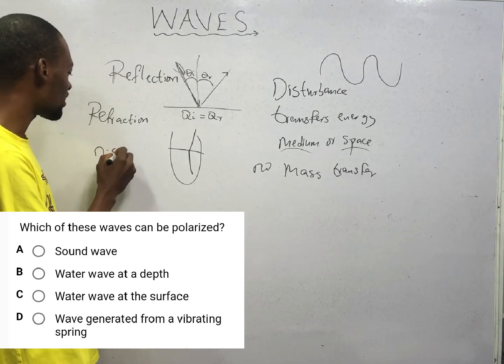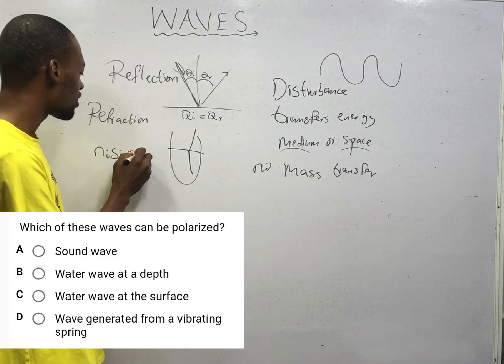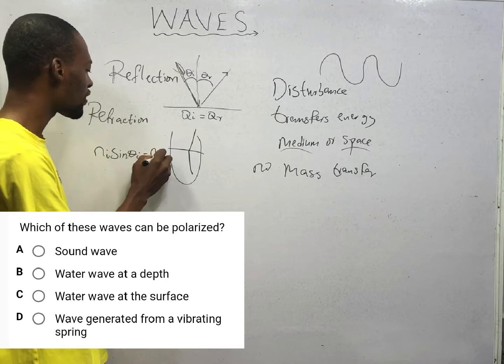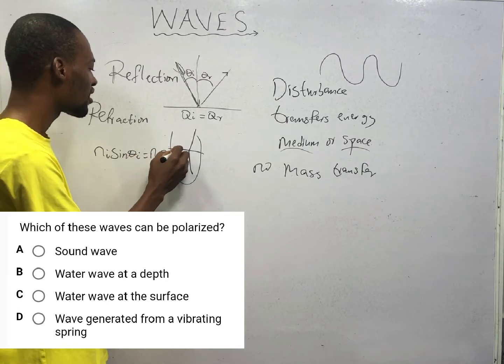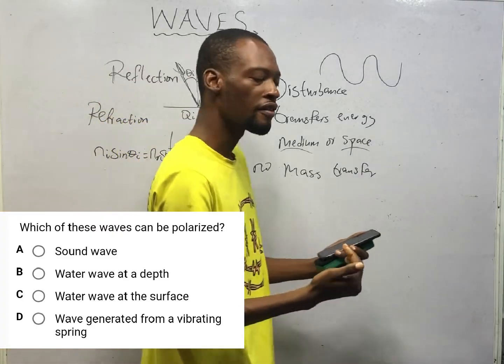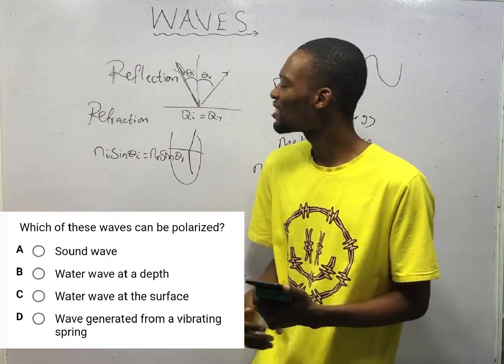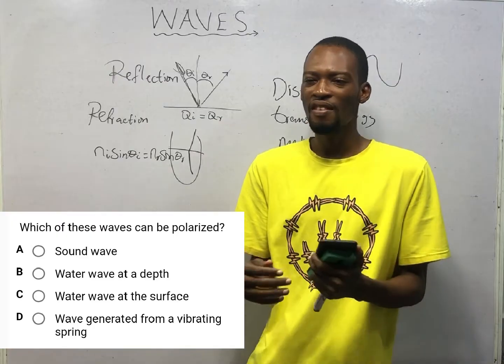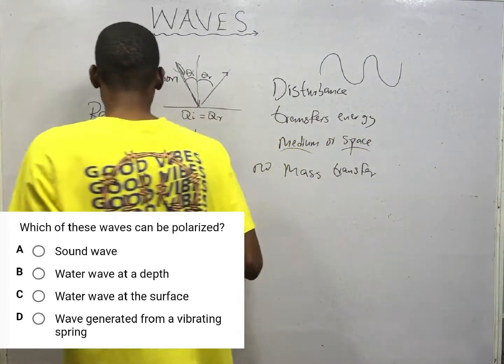And refraction obeys Snell's law, which says that incident index times sine of the angle of incidence equals refractive index times sine of the refracted angle. That is Snell's law of refraction. There is another interesting property of waves. That is simply diffraction.